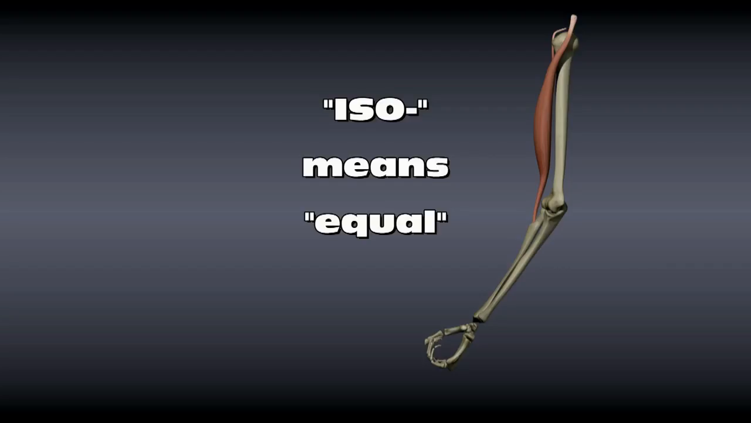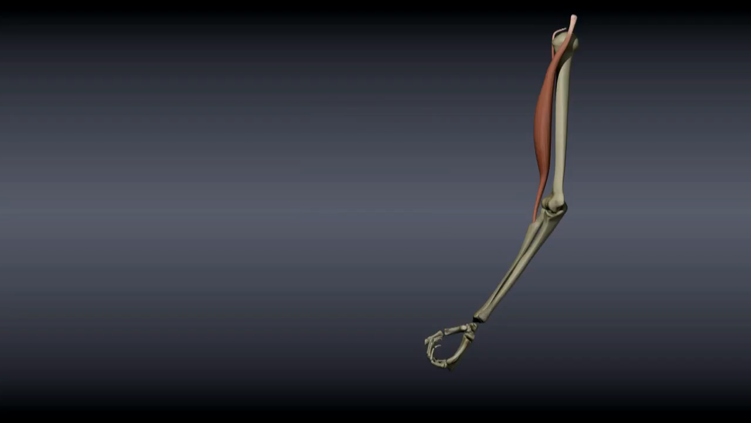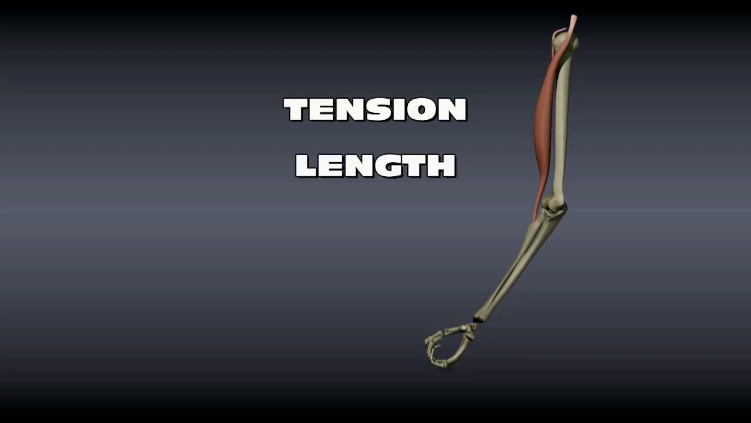Iso means equal. So when we categorize our muscle contractions, we name them according to what stays the same throughout the contraction. We measure three things as we categorize contractions: tension across the muscle, the length of the muscle, and the amount of energy required by the muscle.